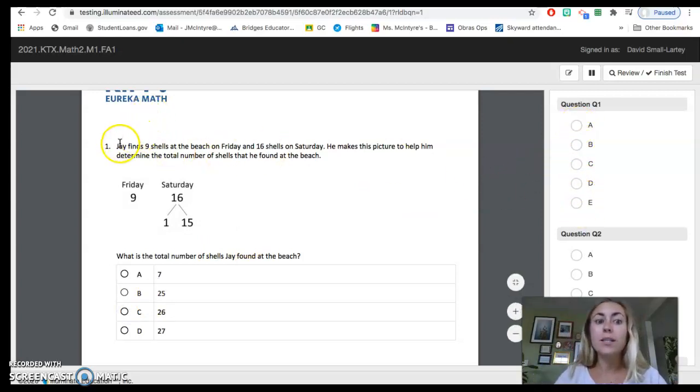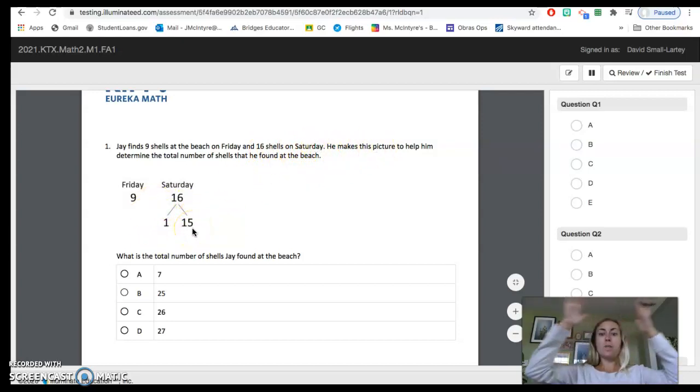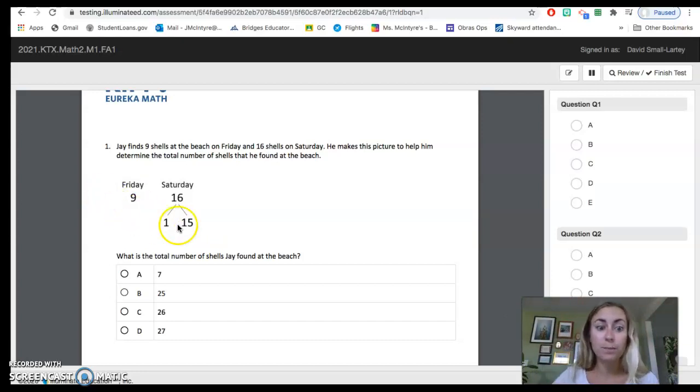So number 1 says, Jay finds 9 shells at the beach on Friday and 16 shells on Saturday. He makes this picture to help him determine the total number of shells that he found at the beach. And then you can study the picture. What is the total number of shells Jay found at the beach?